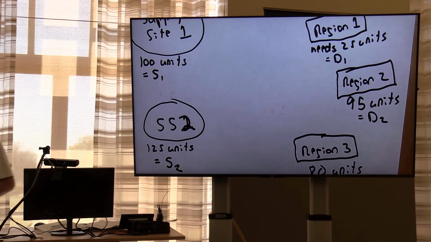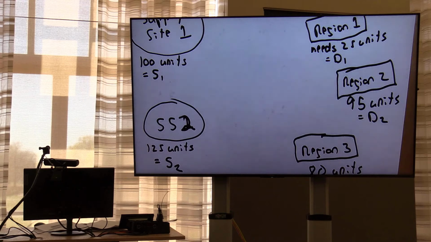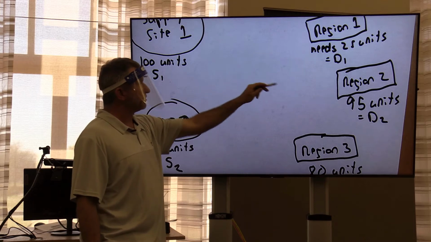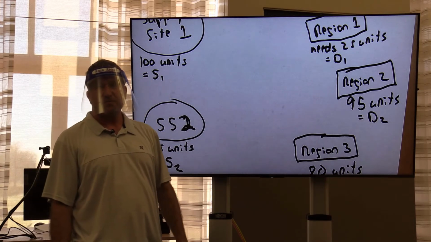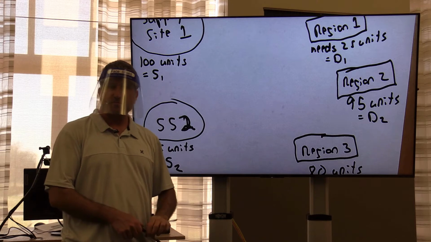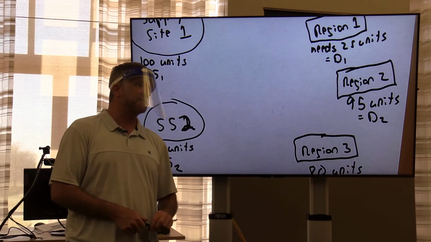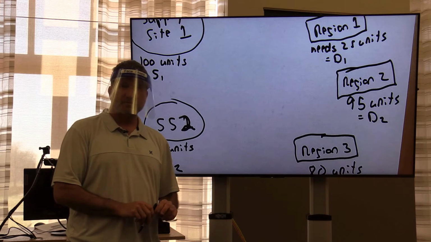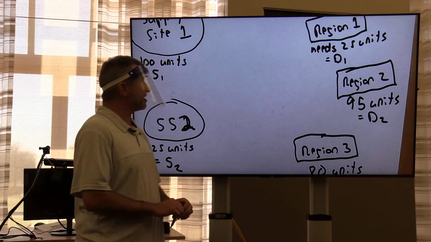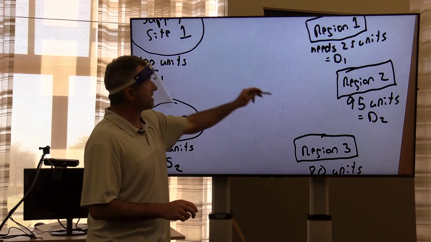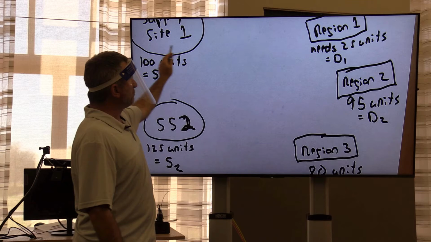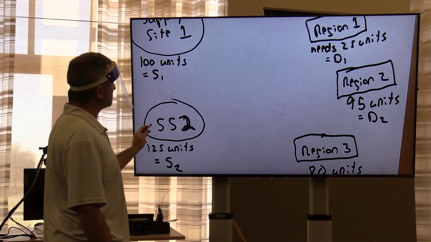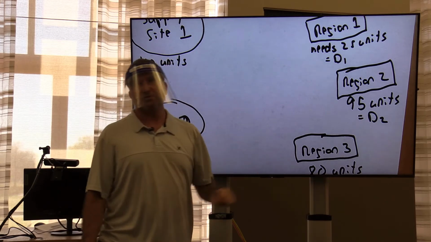Now ultimately, what's going to be the main driver of our decision of how much of these units goes to region 1, region 2, and region 3? What are we minimizing? Yep, we're minimizing transportation costs, so we need information on how much it costs to transport goods from supply site 1 to region 1, region 2, region 3, and how much it costs to take stuff from supply site 2 to region 1, region 2, region 3.